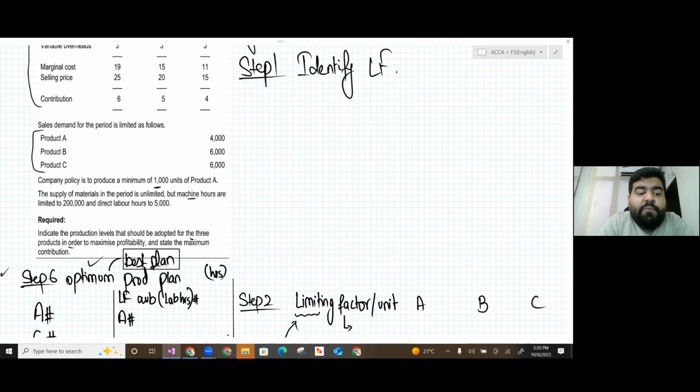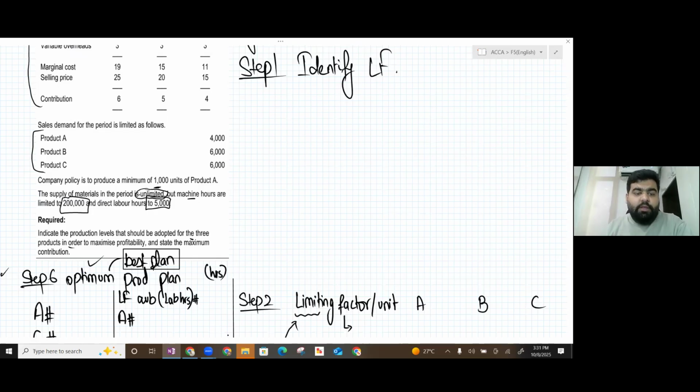The supply of material in the period is unlimited. It means that material is not the limiting factor. You can purchase unlimited material, and that can obviously meet your sales demand. But machine hours are limited to 200,000 and direct labor hours are limited to 5,000. There is a limit in machine hours and direct labor hours, but we will not say that both are limiting factors. We'll first identify which of machine or labor is the limiting factor.